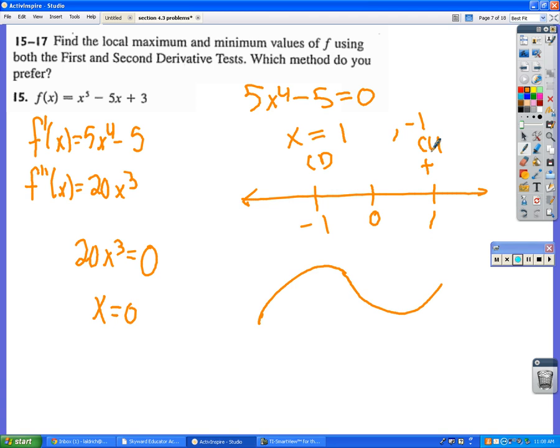Okay? So if you're doing maximum and minimum, why don't you just do the first derivative? I know, seems easier. Okay, that's what they're asking you, which method do you prefer? So you have weighed in.